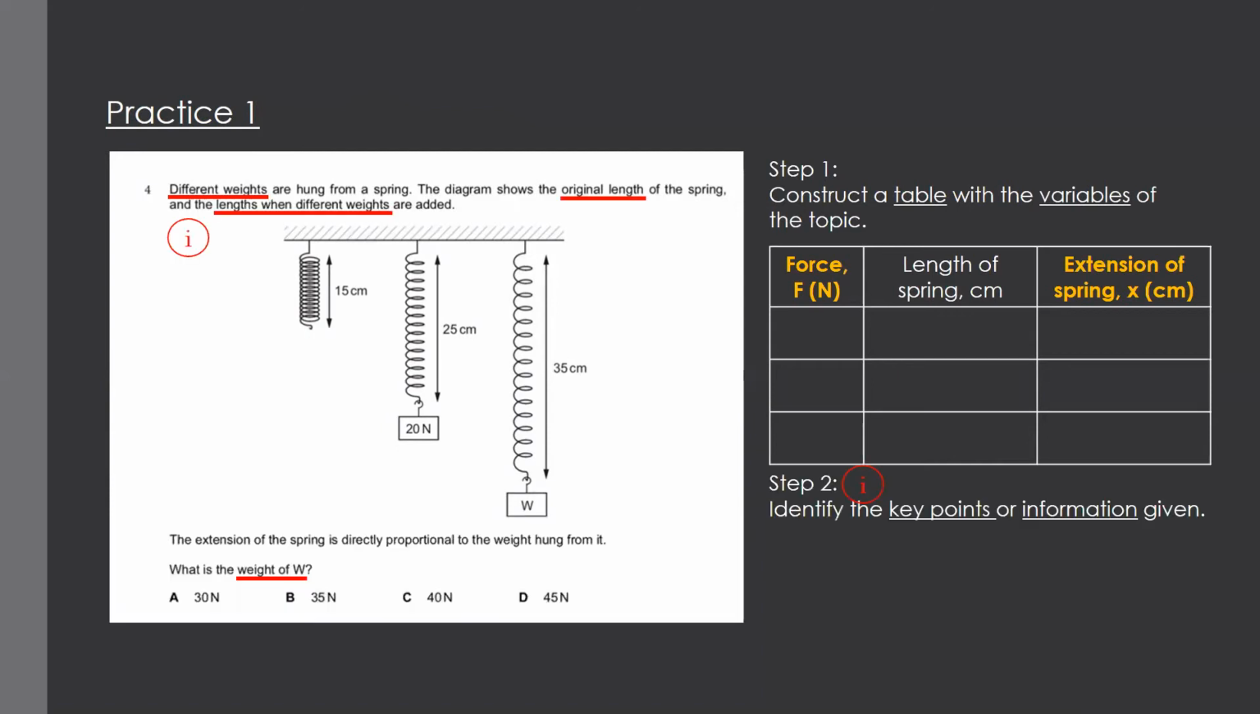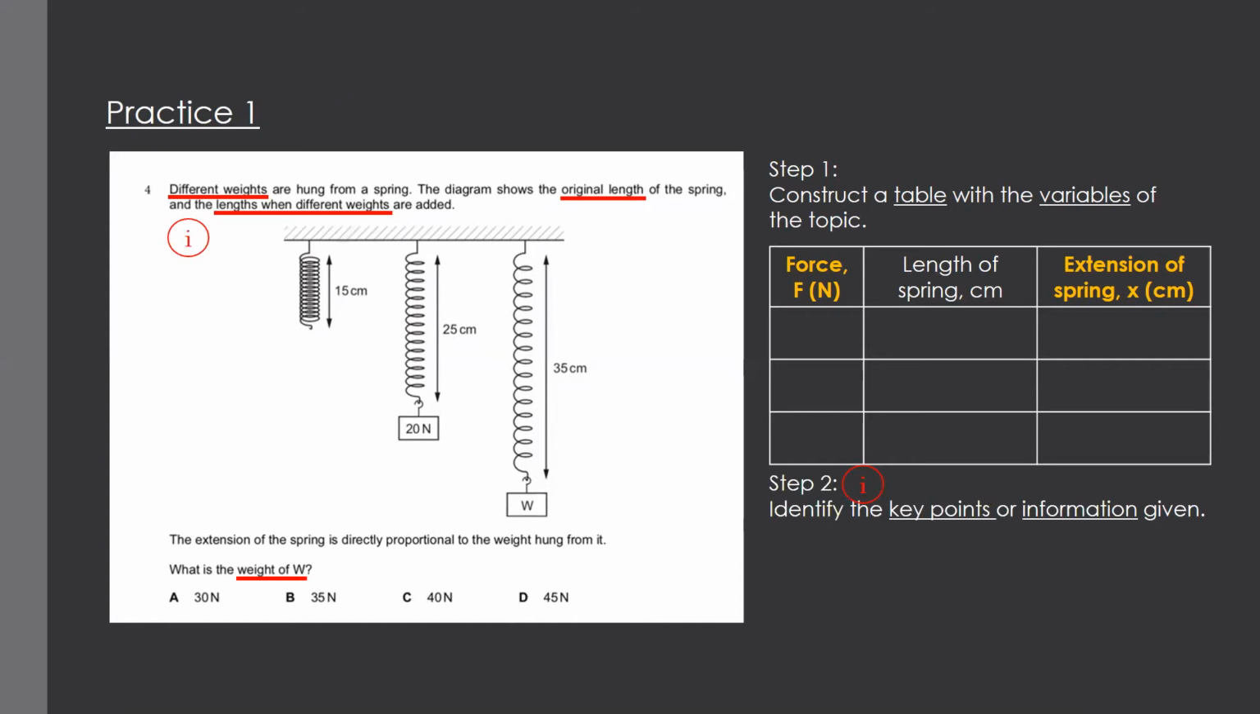Then, we read all the words written and look for the key points and information, and we can mark what the question is asking for. It says here, there are different weights hung on the spring. The original length of the spring is 15 cm and the length changes as we hang the weight. And here it says that the extension of the spring is directly proportional to the weight hung from it, and so determine the value of W.